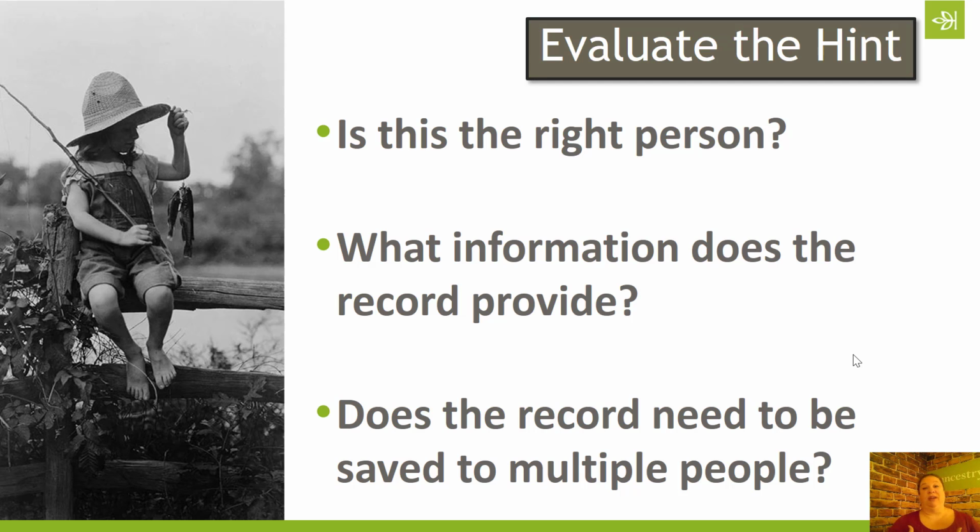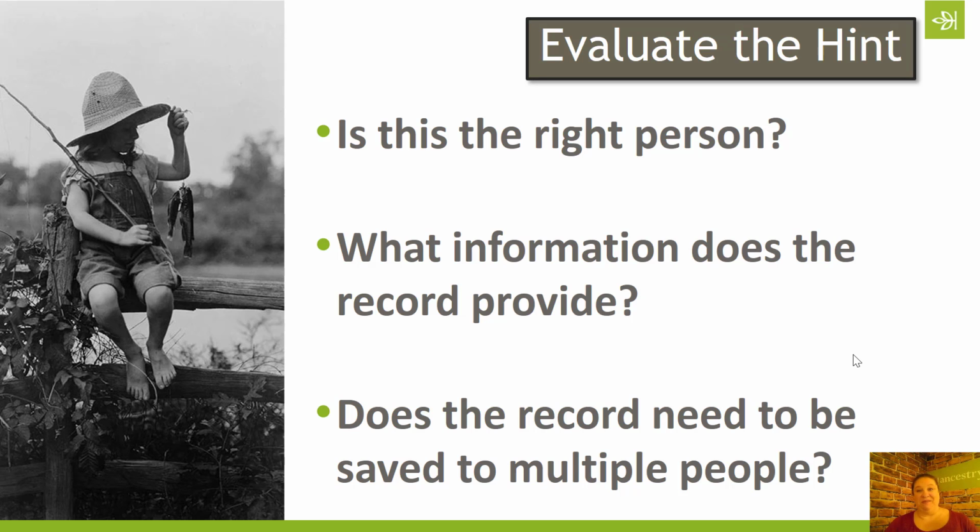So it's really important to recognize, first of all, that it's just a hint. It's just a suggestion, an idea that this might be a record you want to look at that might have something to do with your family. So the very first thing you've got to do is evaluate that hint to determine, is this the right person or not?